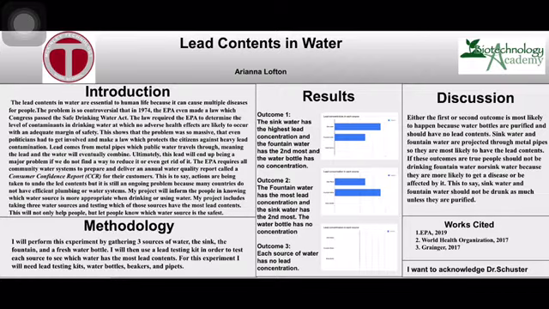Lead comes from metal pipes, which public water travels through, meaning the lead and the water will eventually combine. Ultimately, this lead will end up being a major problem if we do not find a way to reduce it or even get rid of it. The EPA requires all community water systems to prepare and deliver an annual water quality report called a Consumer Confidence Report for their customers. This is to say actions are being taken to undo the lead contents, but it's still an ongoing problem because many countries do not have efficient plumbing water systems.